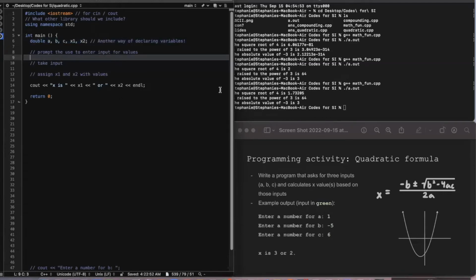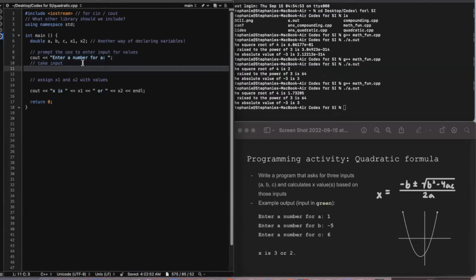So we want to prompt the user to enter values. So we need to tell the user, hey, I need you to enter something for A. So we do that using a cout statement. So it's just a cout statement, and then we say enter a number for A. And these usually do not have an end line at the end of them. All right, so now we're going to take input for A. So how do I do that?